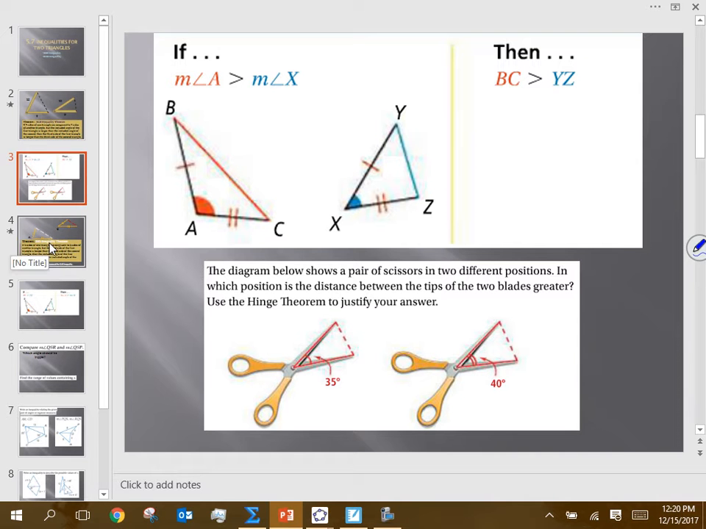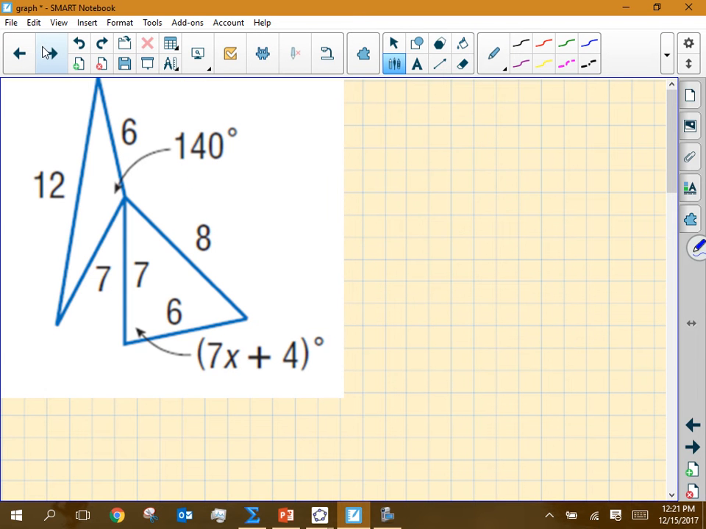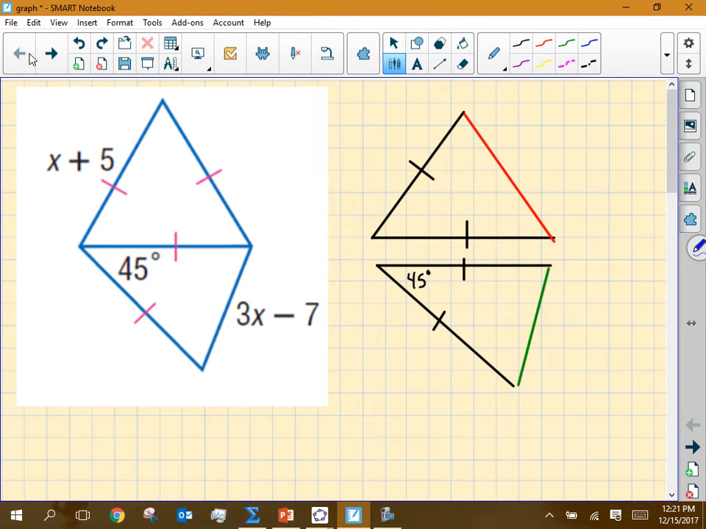And of course, on the exam, I don't know what they're going to call it. I'm probably leaning towards them calling it the hinge theorem if they ask you about it. So that's something to think about. All right, so I want to do an example of this. So this is an example of the side angle side inequality, or the hinge theorem.